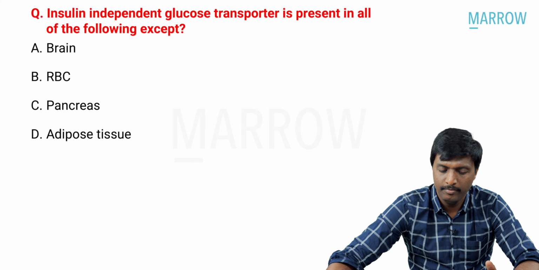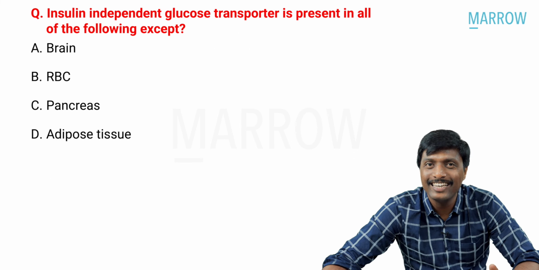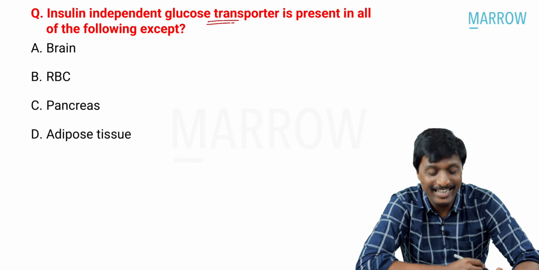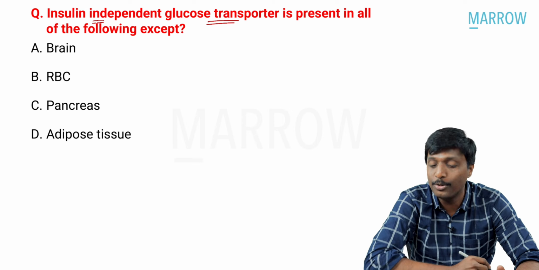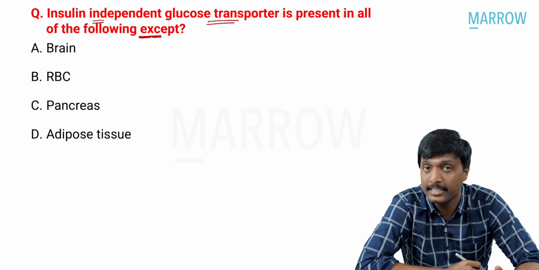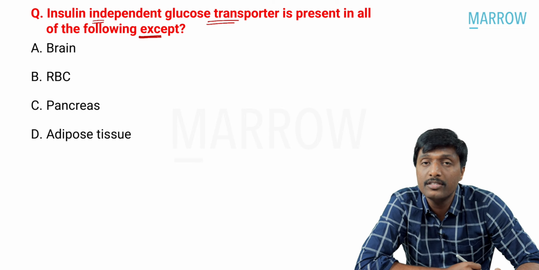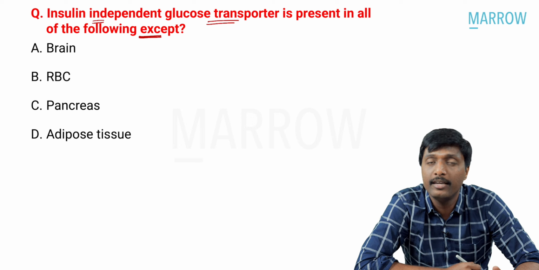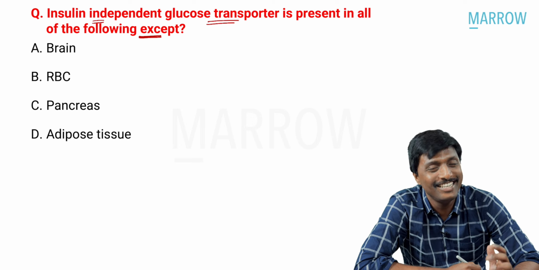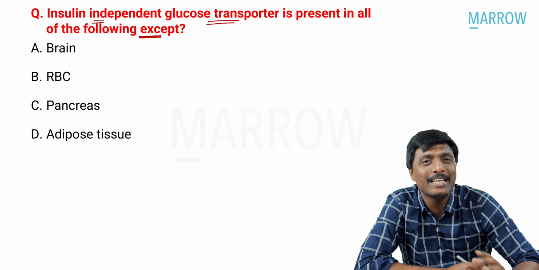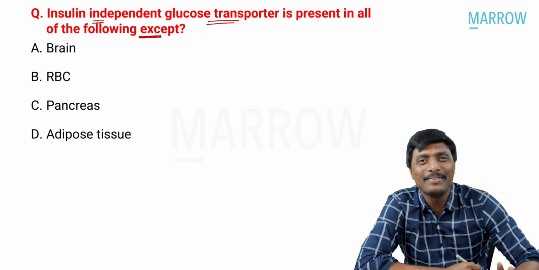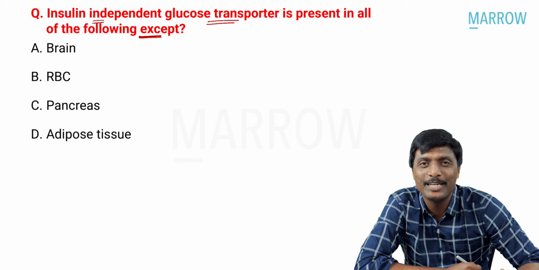Next question. Look who is here. Glucose transporters. Insulin independent glucose transporter is present in all of the following except. The history of glucose transporters appearing in entrance exams dates very long back. Since antiquity, since the entrance examination started, you always see every year a question from glucose transporters.